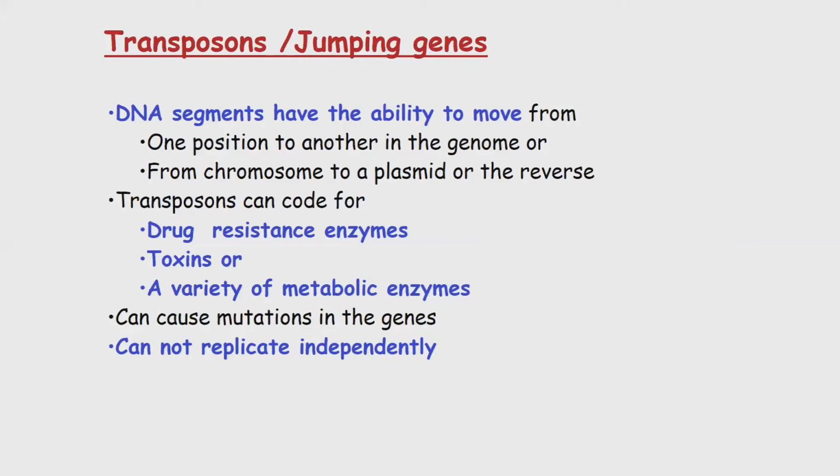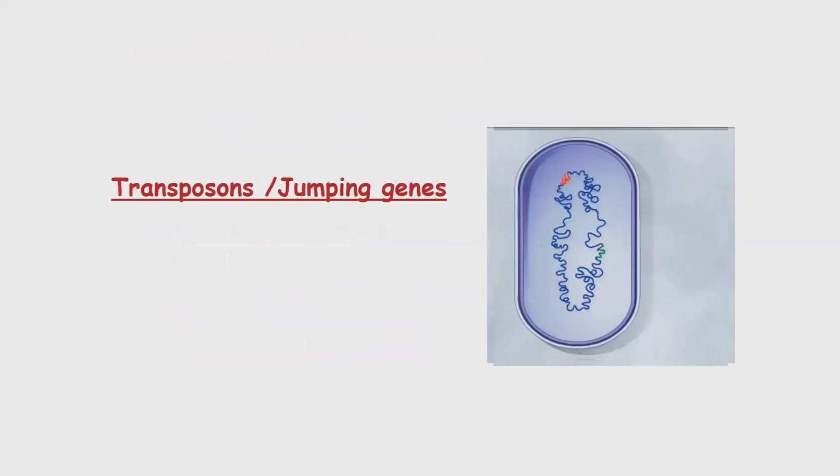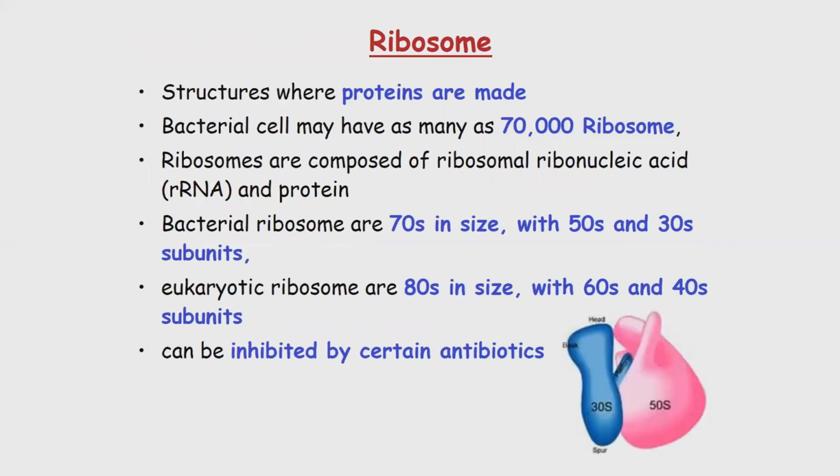But one thing that is different from plasmid is that they cannot replicate independently, whereas plasmid can. This part has the ability to undergo mutations in the genes, which plasmid can also do. But the only difference from the independent plasmid is that it cannot replicate independently. That's just about it. So, let us move on. Sorry.